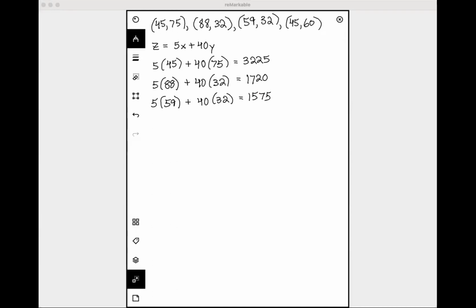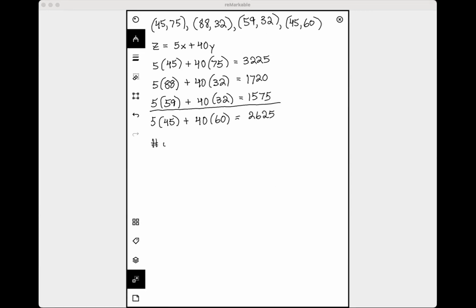And then lastly, we have 5 times 45 plus 40 times 60, and that gives us 2625. Okay, and we are trying to minimize z, so I'm going to pick the equation that has the smallest value. That is 1575. So that means our coordinate pair 59, 32 is the winner.